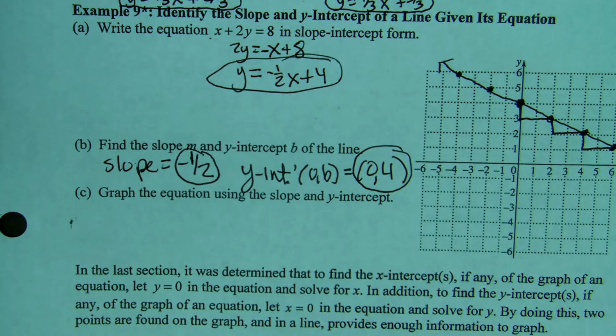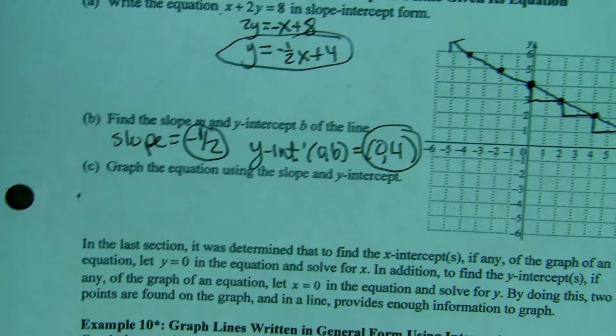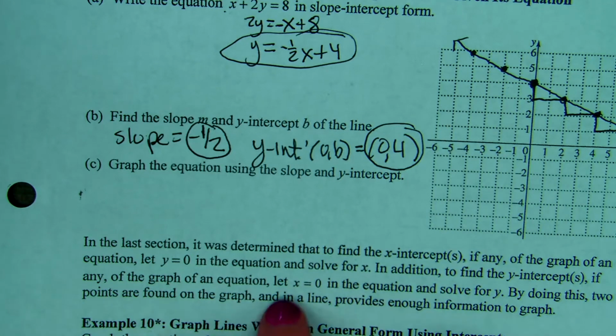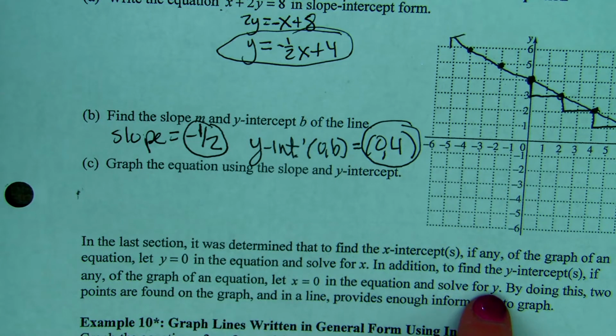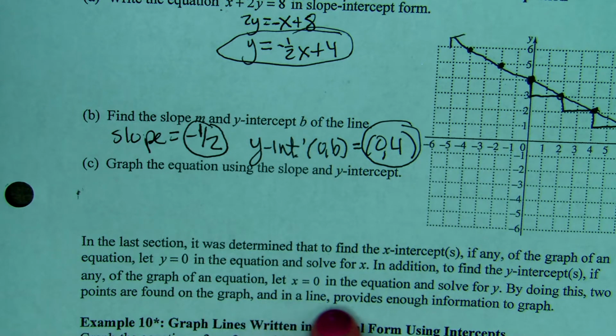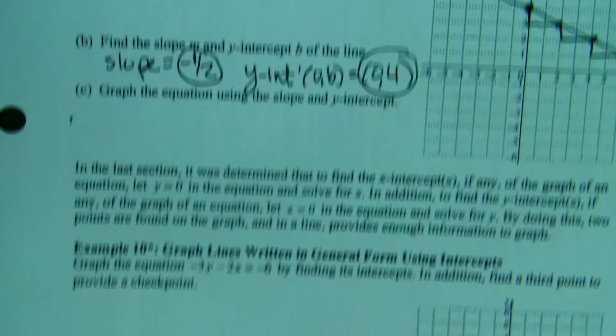Okay, so we graphed that. In the last section, it was determined that to find the x-intercepts, if any, of a graph, you let y equal 0. So to find the x-intercept, you let y equal 0. And to find the y-intercept, you let x equal 0 and solve for y. By doing this, 2 points are found on the graph and in a line that provides enough information to graph.